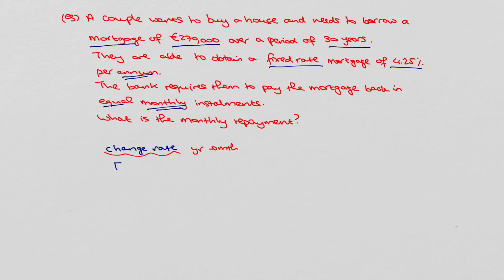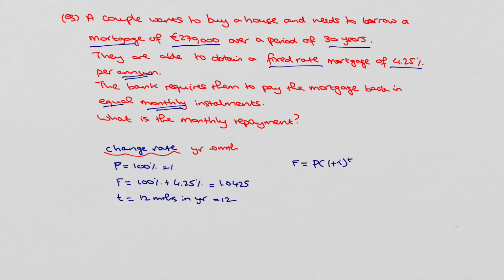So we have P, I should say, is equal to 100%, in other words 1. F is going to be 100% plus our 4.25%. So that's going to be 1.0425. And then our time, well, there are 12 months in a year. That's going to be 12. So therefore we'll have F is equal to P by 1 plus I to the power of T.